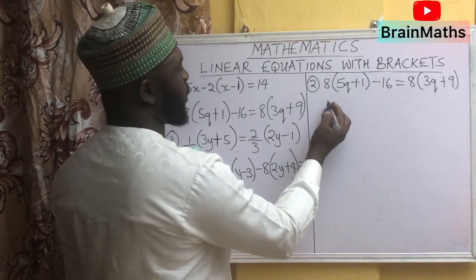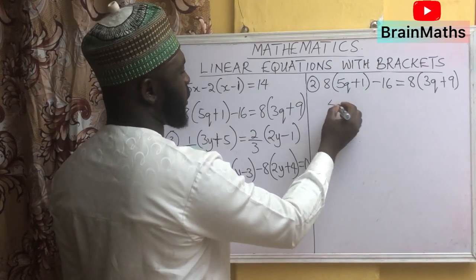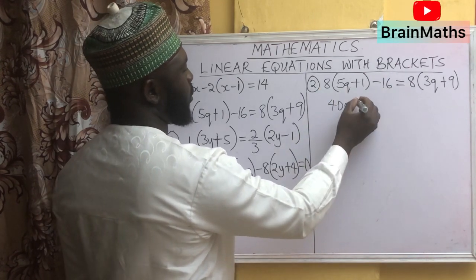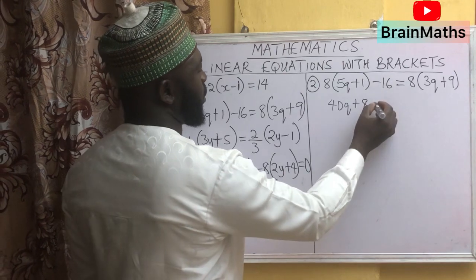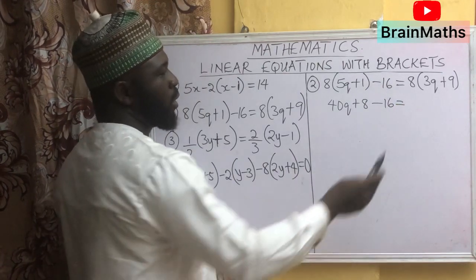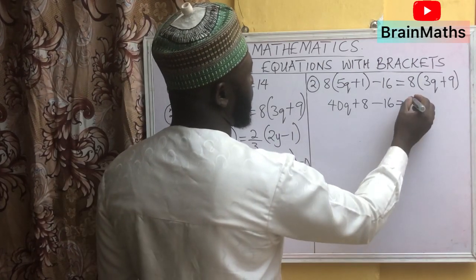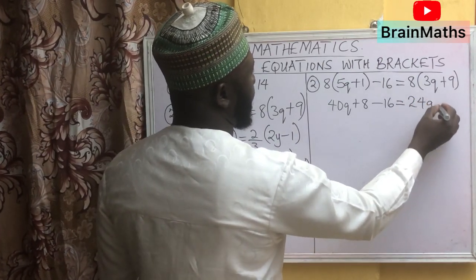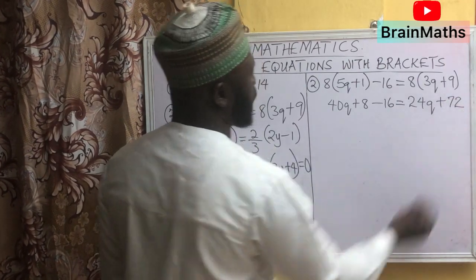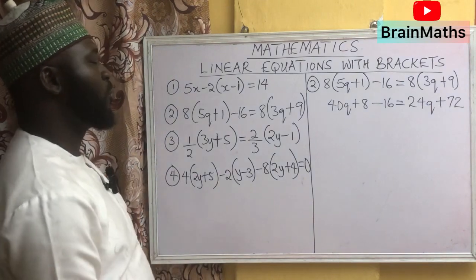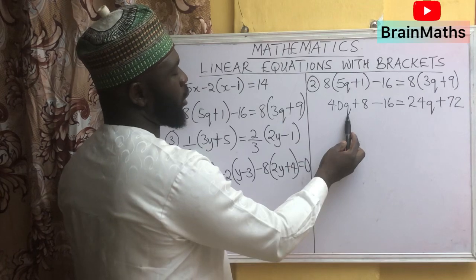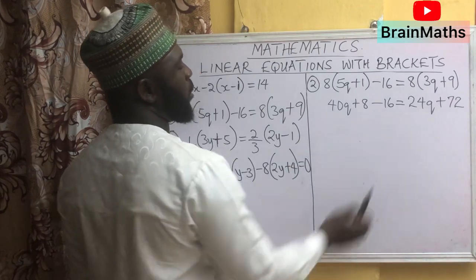So this is going to give us 8 times 5q, which is 40q, 8 times plus 1, which is plus 8. Then we have our minus 16, and that is equal to 8 times 3q, which gives us 24q, plus 8 times 9, that is 72. Then the next thing we are doing is collecting like terms. We have q here and we have another q on the other side.